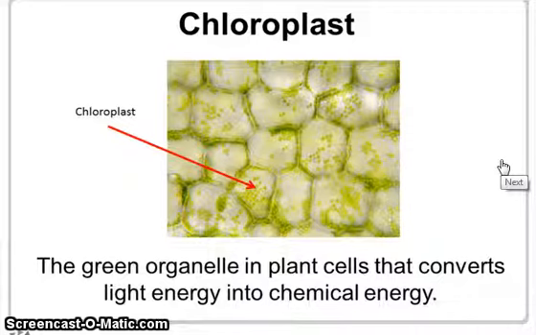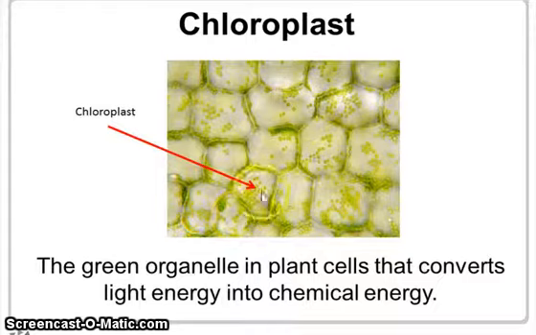The chloroplast makes food for the plant cell. It's a green organelle in plant cells, only plants. These are in only plant cells, and it converts light energy into chemical energy. Remember how we talked about photosynthesis at the beginning of the year? This is what's necessary for that. It's those green dots.